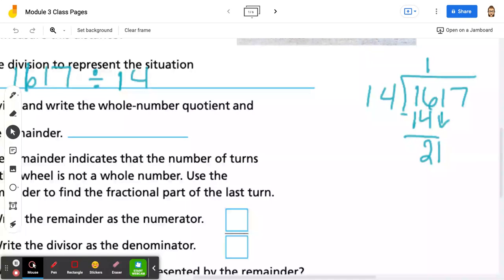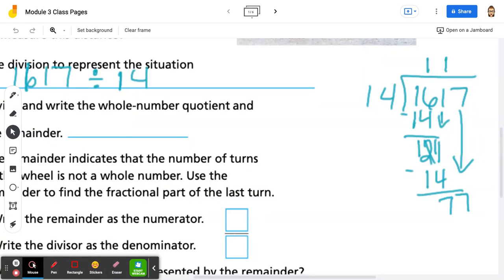Now I need to see how many times 14 goes into that 21. 14 goes into 21 one time. 1 times 14 is 14. I'm going to subtract. I can't do 1 minus 4, so I'm going to borrow. 11 minus 4 is 7. And then I'm going to bring down my 7.